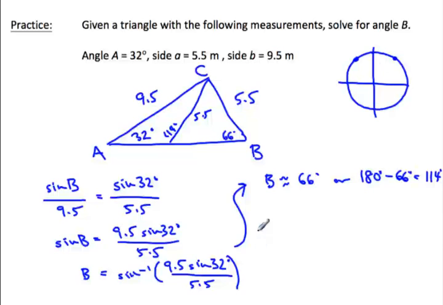So that's the ambiguous case. It arises when the information we're given about a triangle is a side length, and an angle in that order, going either clockwise or counterclockwise.